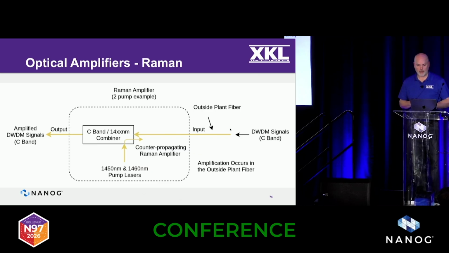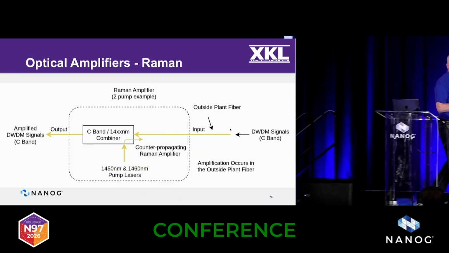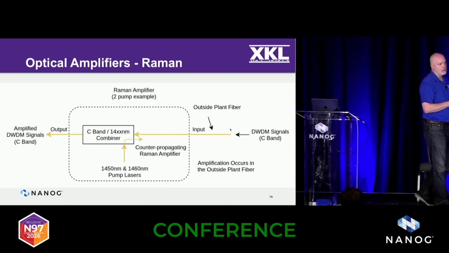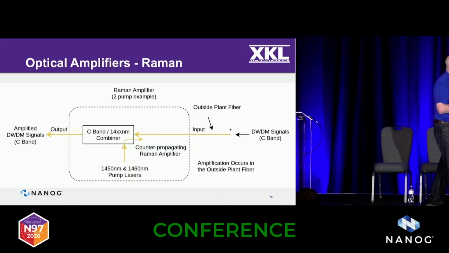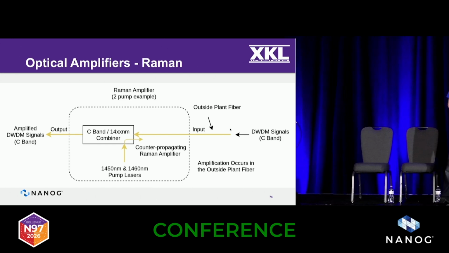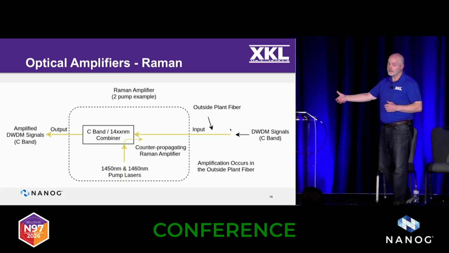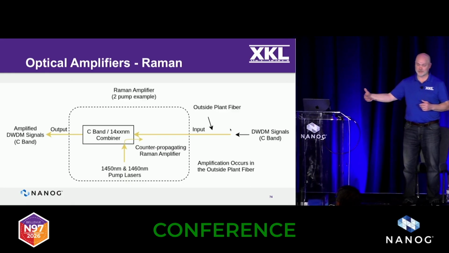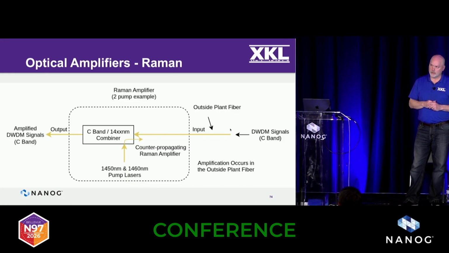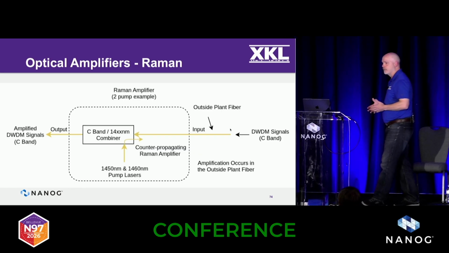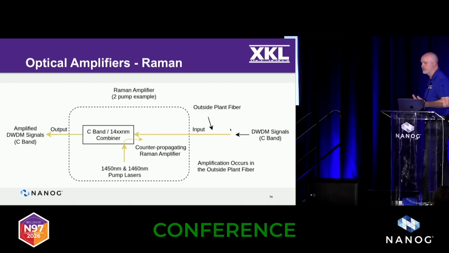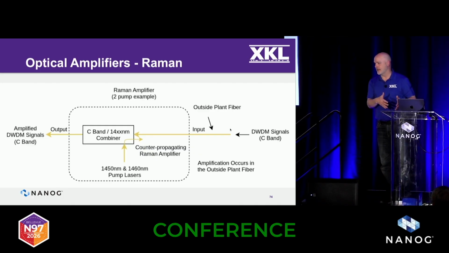And now in contrast to that EDFA, this is the second most popular amplifier, a Raman amplifier. Very different principle here. The C-band signal's coming in on the right-hand side, so reorient yourself here. But the action that's happening is out in the fiber, outside plant. So the concept of Raman scattering, it's a nonlinear effect in the fiber, in the glass. You're taking advantage of that with this approach.